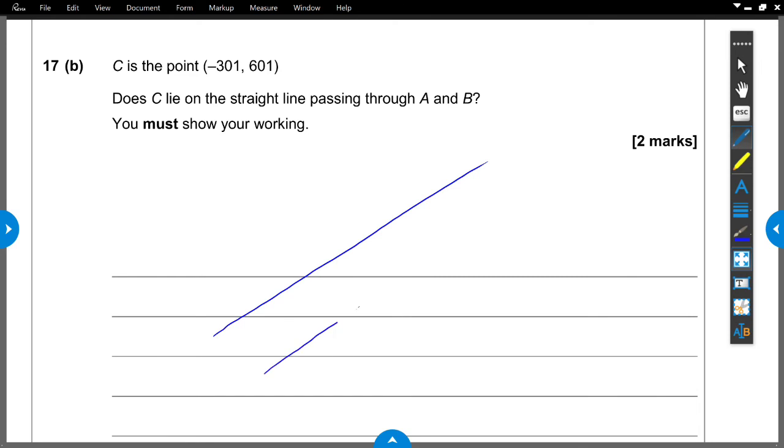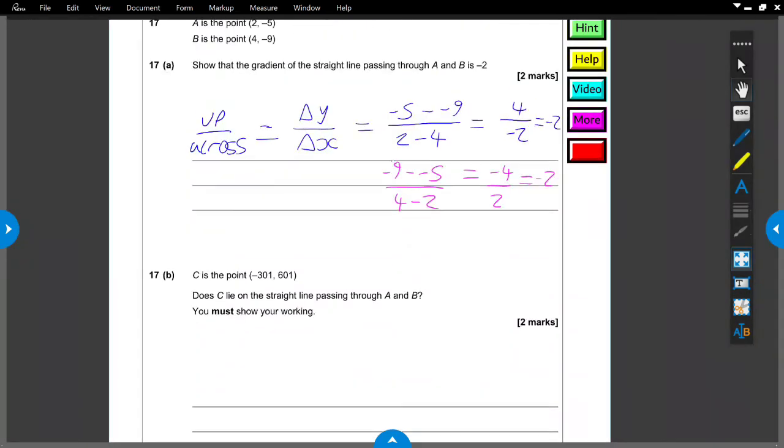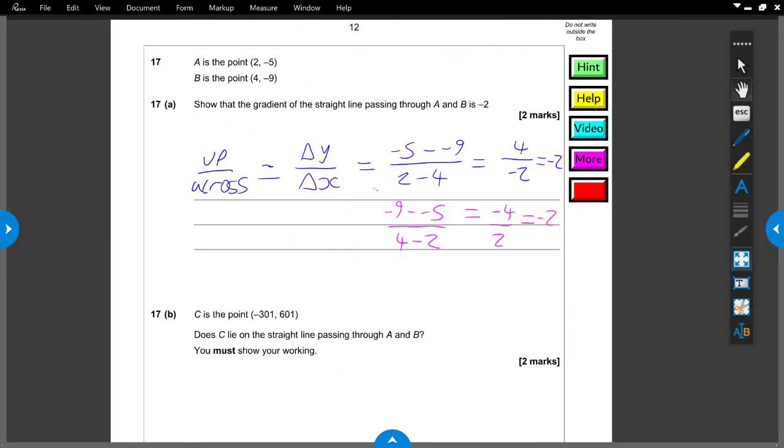If I had a gradient which is changing, then it's going to be a curved line. Or if I had a straight line and then suddenly it changed, that's not a straight line. So we want this gradient to continue. That's probably the easiest way of tackling this question. We've already got a gradient of -2. Now we just need to show that the gradient continues. So if we find a gradient between point A and C, we can do 2 minus 301 over -5 minus 601.